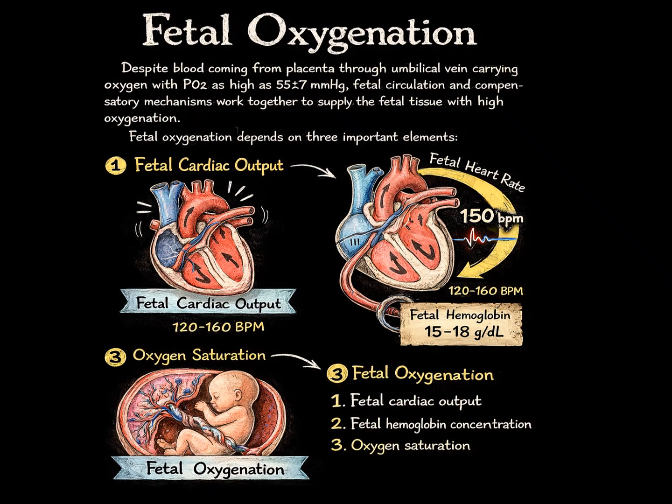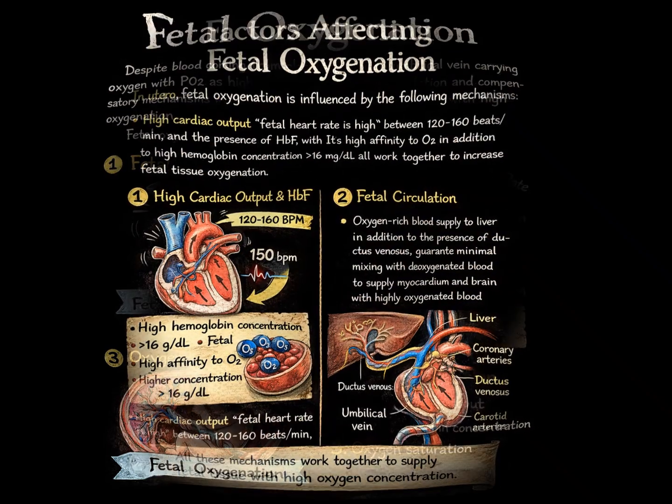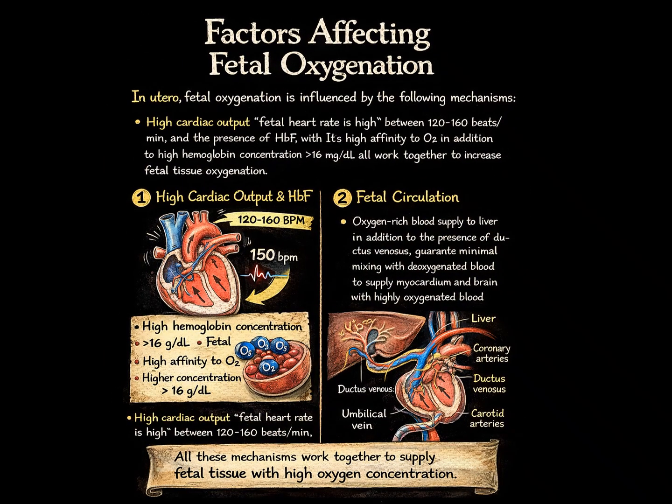Fetal oxygenation. Although the blood from the placenta via the umbilical vein carries oxygen with PO2 as high as 55 mmHg, fetal circulation and compensatory mechanisms ensure high oxygenation of the fetal tissue. Fetal oxygenation depends on three important factors: fetal cardiac output, fetal hemoglobin concentration, and oxygen saturation. Remember that fetal oxygenation is influenced by the following mechanisms.